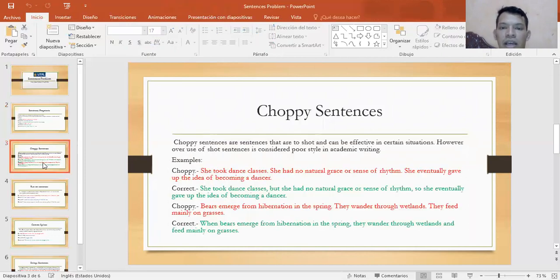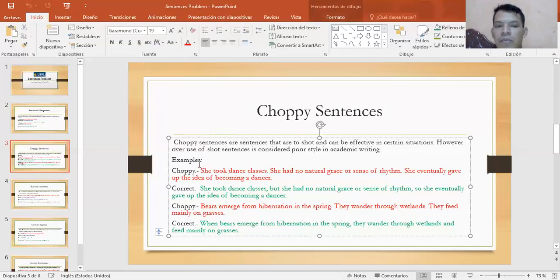Well, another case is short sentences. Short sentences are sentences that are too short and can be effective in certain situations, but not in all cases. However, overuse of these short sentences is considered poor style in academic writing. We couldn't talk with too many choppy or short sentences in academic writing because it's going to be a little bit rude for the writing. For example, he's saying: She took dance classes.